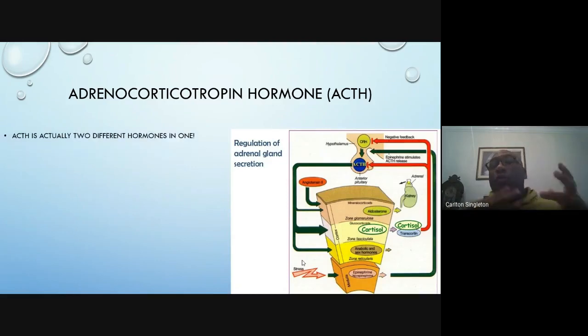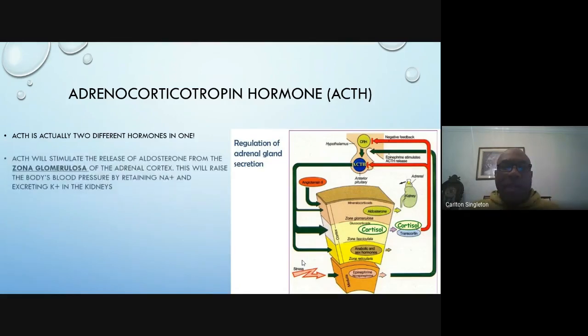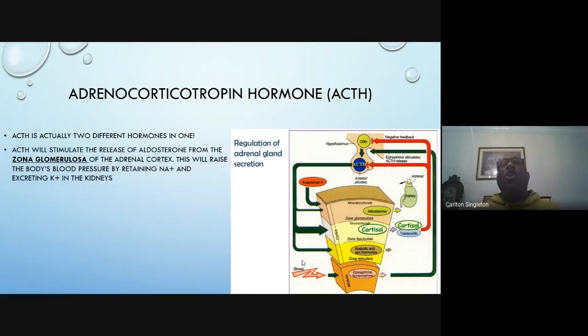Okay. Then we have adrenocorticotropic hormone, or ACTH. It's actually two different hormones in one. It's a really weird hormone. That's a lot of different effects. Okay. So ACTH, once it's stimulated by CRH from the hypothalamus, will then go to the adrenal cortex.